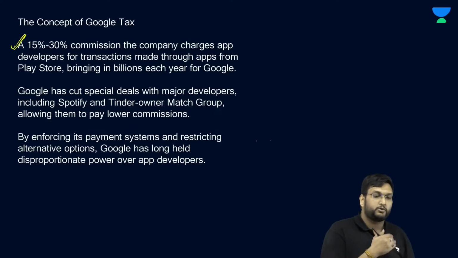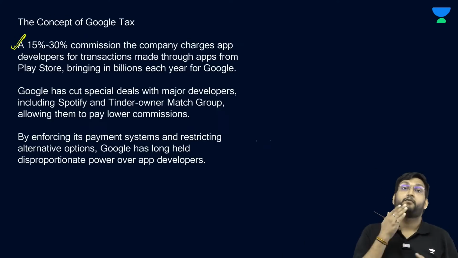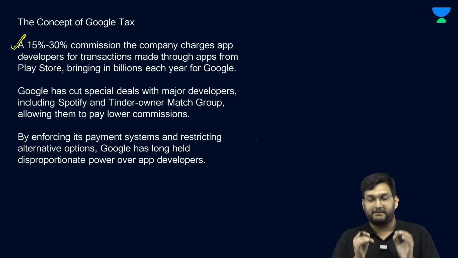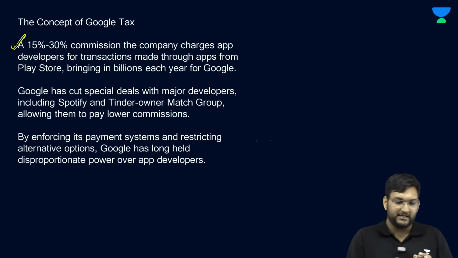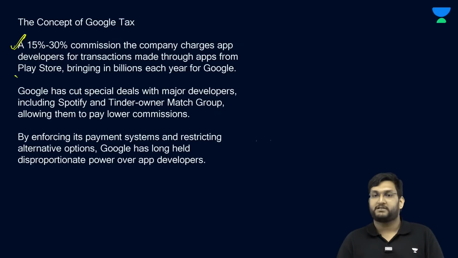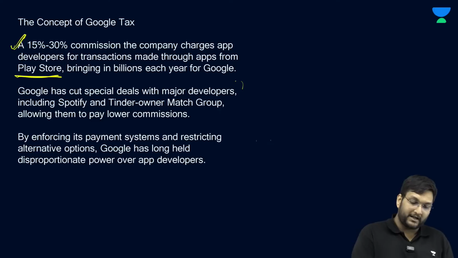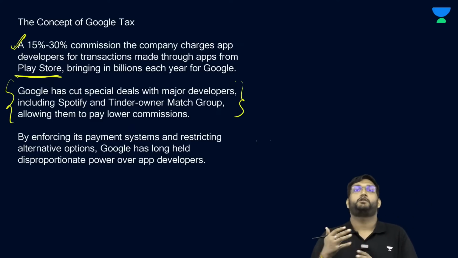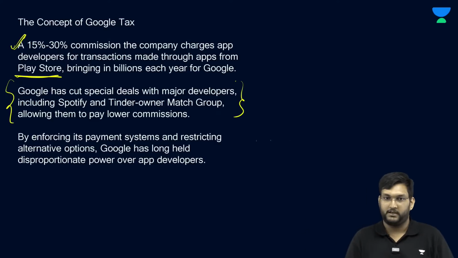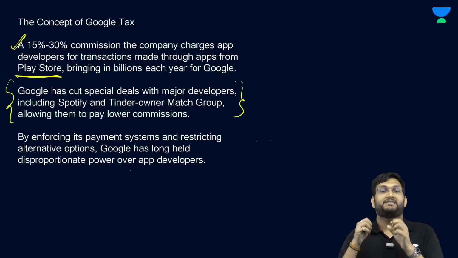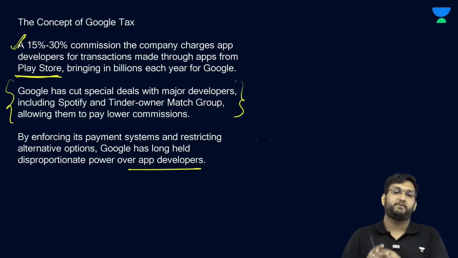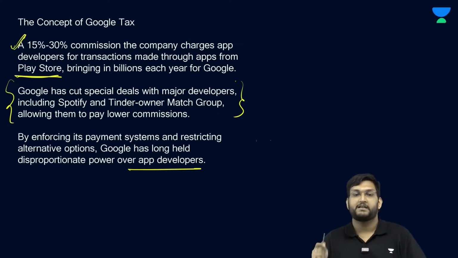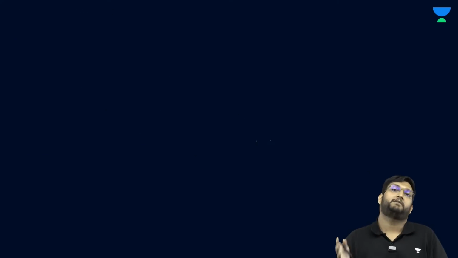From 15 to 30, in Apple's case from 18 to 40%, average 30 to 40%, the commission which the company has been charging on the Play Store has been questioned. And even Google cuts special deals where it lowers its commission if you want to go into a certain exclusive scheme with Google. And for app developers, this has been the most problematic aspect, because it restricts what we call alternative payment options, and therefore disproportionate power with Google.